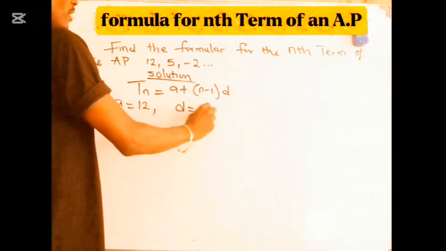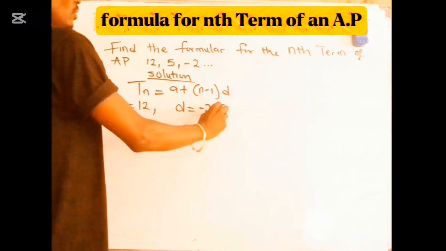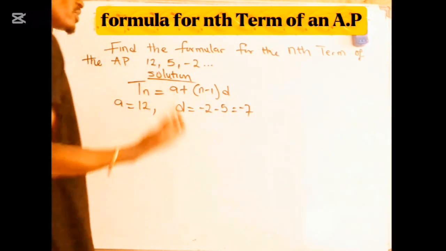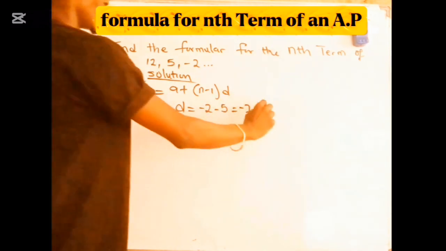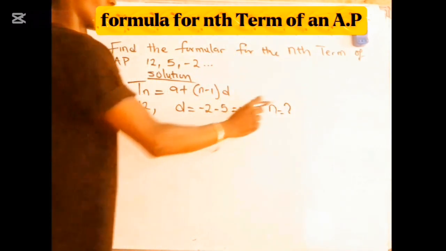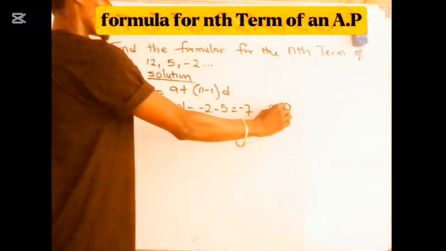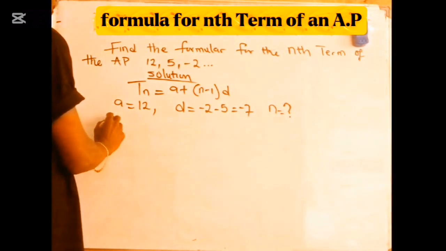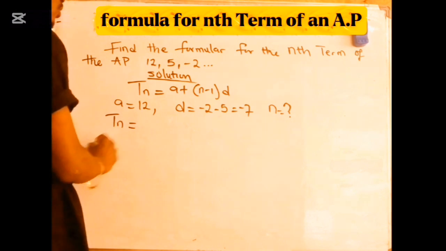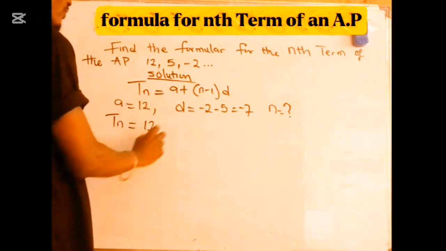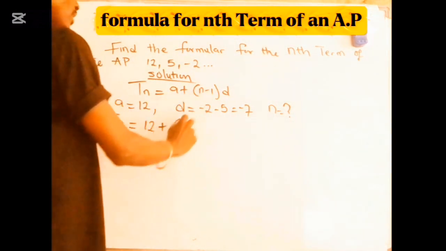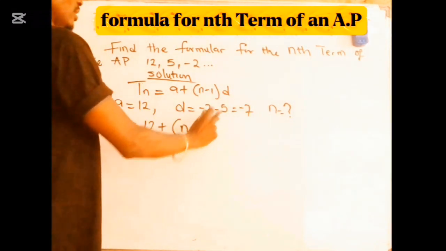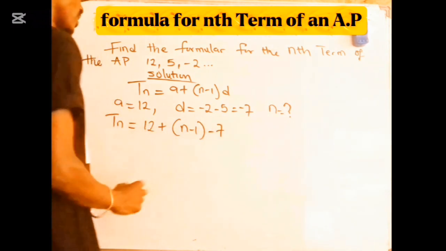So let's use minus 2 minus 5, which is negative 7. Even if we use 5 minus 12, it will still give us negative 7. Then n is our unknown. So putting all of this into the formula, we'll have Tn equal to A, which is 12, plus open bracket n minus 1, which remains n minus 1 because we don't know the value of n. Then D, which is minus 7.